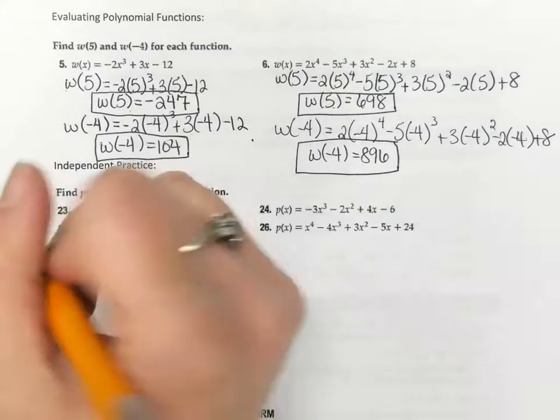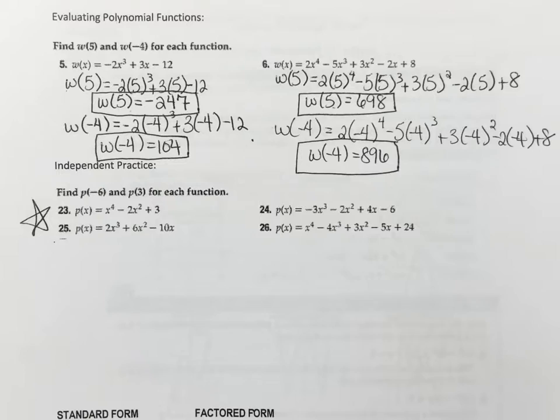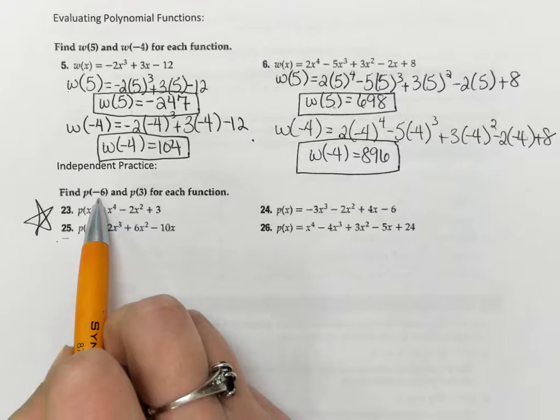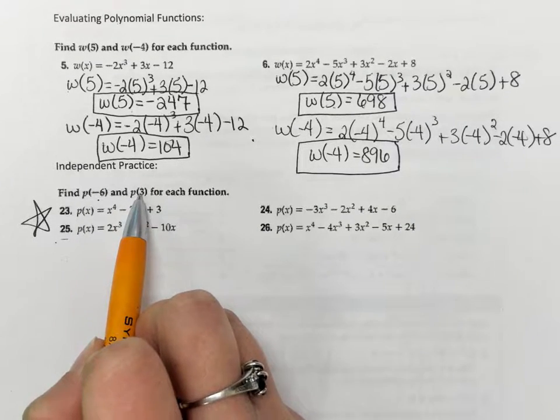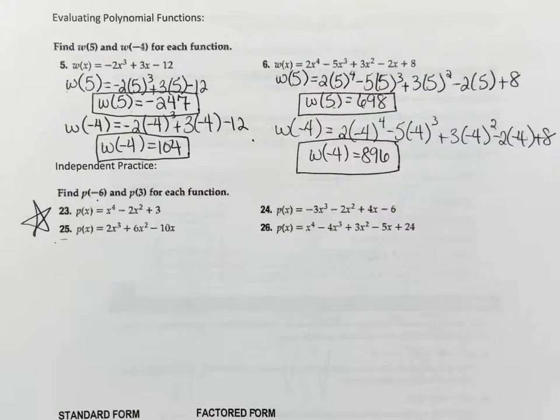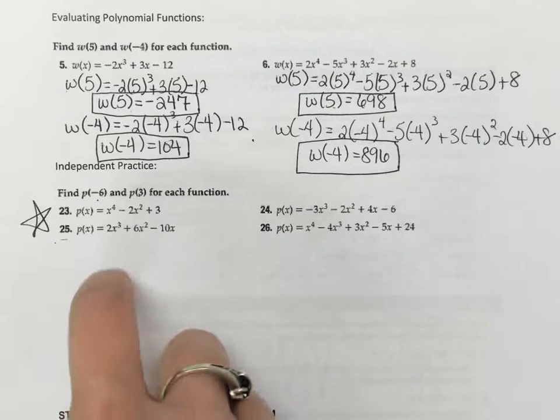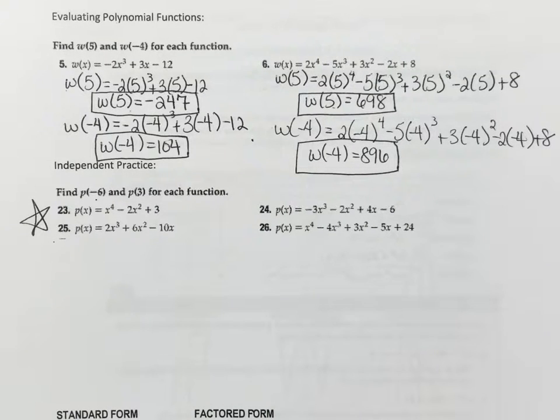Alright, y'all do these 4. Work with your peeps. This time we're going to plug in negative 6 and 3. It was backwards of the one before. It is. I didn't even realize that earlier. Alright, 23 through 26. You should have enough room down there to work those out, okay? And then I'm going to call y'all up here to put them on the board for us.